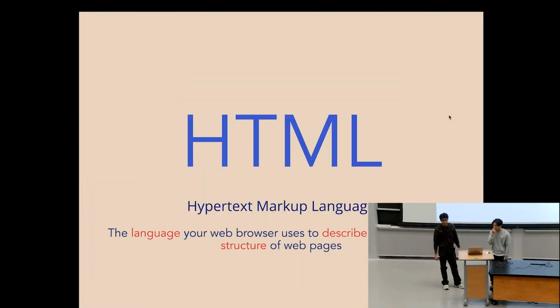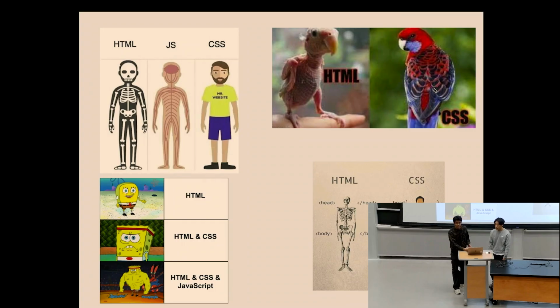So HTML stands for Hypertext Markup Language. You can basically just think of it as the language that your web browser is reading through in order to describe what web page you're looking at. A common analogy people will use is that if a web page was a fully formed person, then HTML is the skeleton that's holding the structure together, and CSS is like the bells and whistles, the nice flesh that makes it appealing to look at.